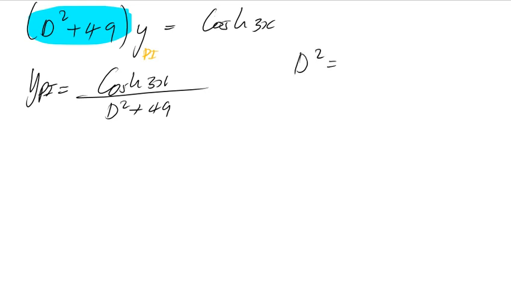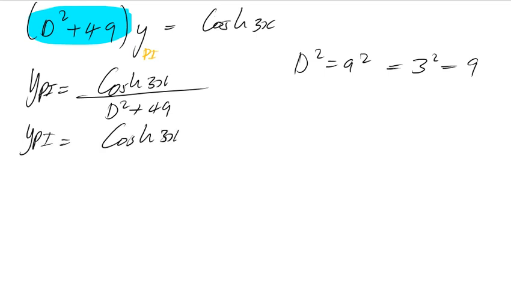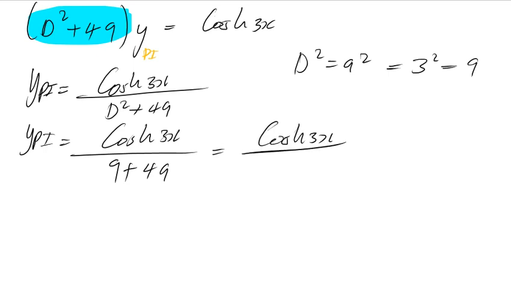And then d squared will be equal to minus a squared, where our a is 3, so 3 squared, which is equals to 9, right? So your YPI will be equals to cos 3x over 9 plus 49. 9 plus 49 is 58, so you'll get cos 3x over 58. So that's your YPI.